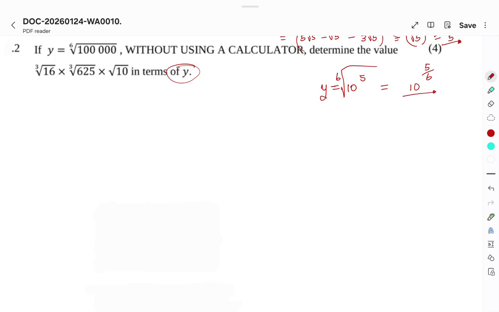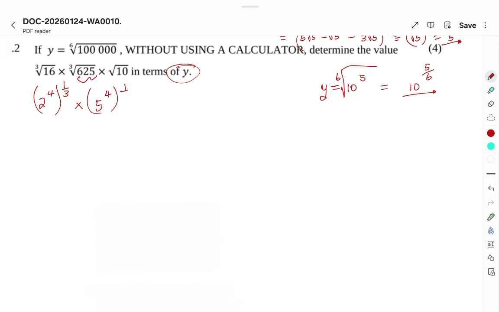So if they are saying in terms of y, in whatever you're trying to do, make sure that the y is involved. So that is why you will say here, I will remove the square root. So what is the 16? 16 can be obtained by saying it is 2 to the power of 4. Then since we are removing the square root there, it's going to be 1 over 3. Then multiplied by, we have that one, which is going to be 5 to the power of 4.